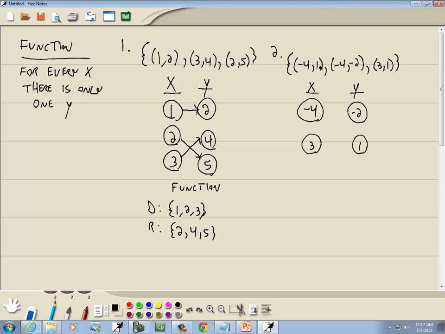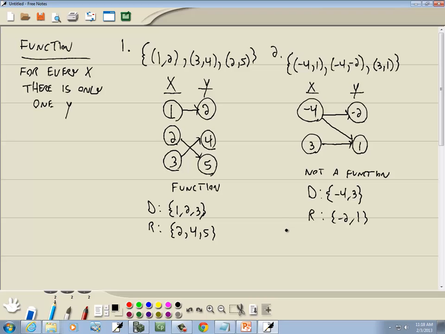Now this first point, (-4, 1), that maps -4 to 1. This one maps -4 to -2. And this one maps 3 to 1. For this definition to be true, you can only have one line coming out of each circle in the x's. This one has 2 coming out of it. So this is not a function. And our domain is our x values. Our x values are -4 and 3. Again, we don't repeat any. And the range is our y values, smallest, largest, not repeating any. So this will be -2 and 1.